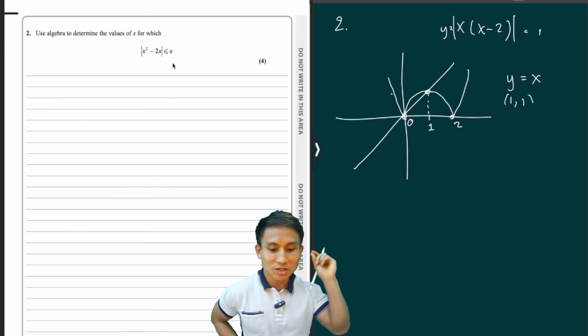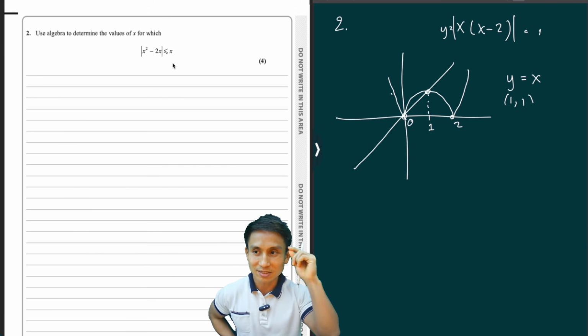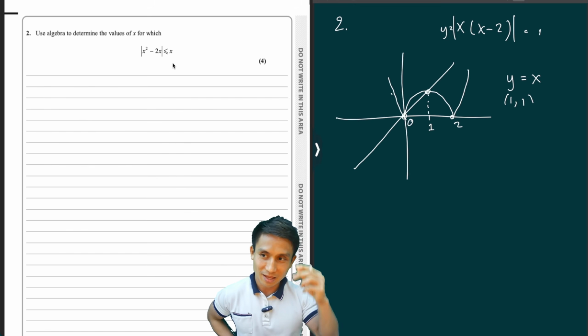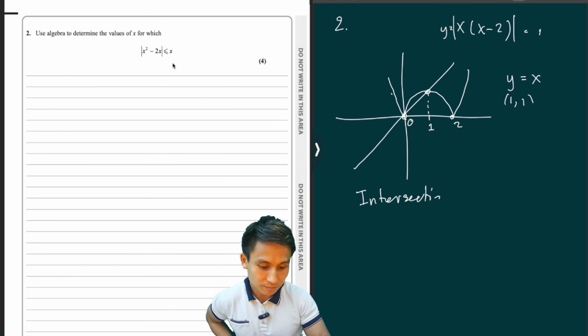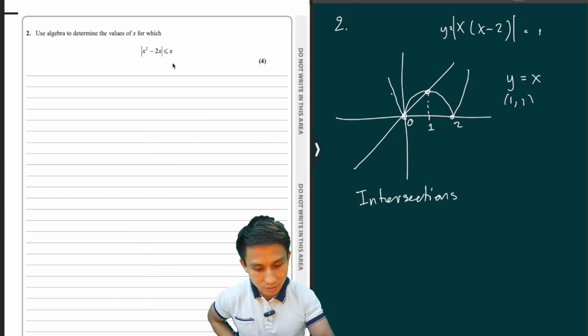Okay, so I just proved that the curve does cut the line at that point, right? So we need to show the working step. So at first we know that, okay, I'm just going to write here intersection. Yeah, 0, 0 is obviously the answer there, okay? And then we have 1, 1.